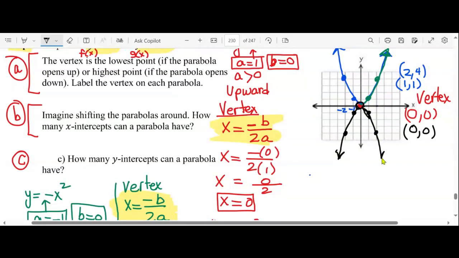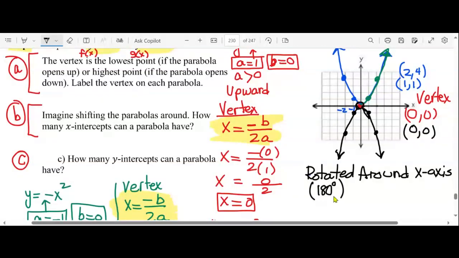The parabola, but it's flipped, rotated around what? Rotated around the x-axis. Okay, is this clear? So how much rotation? It's 180, right? 180 or 90? 180. Okay. Is this okay or not okay? It's okay.